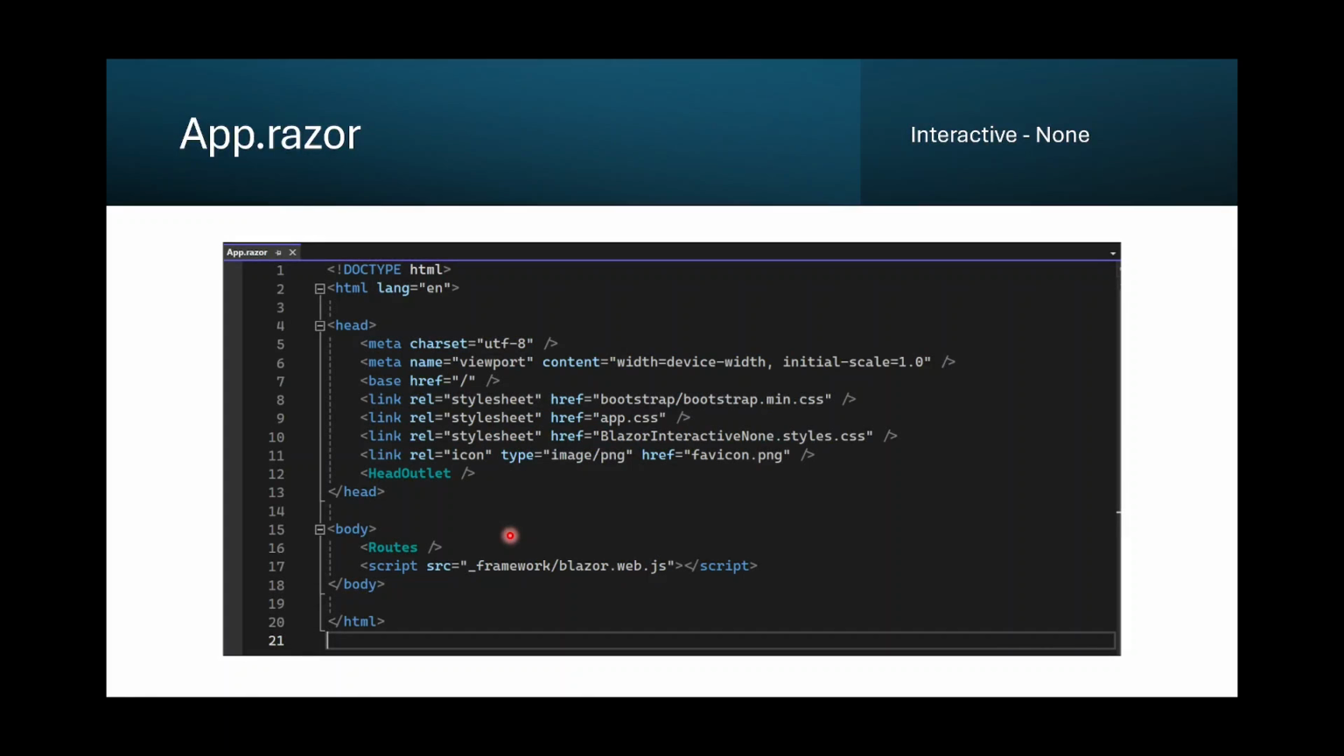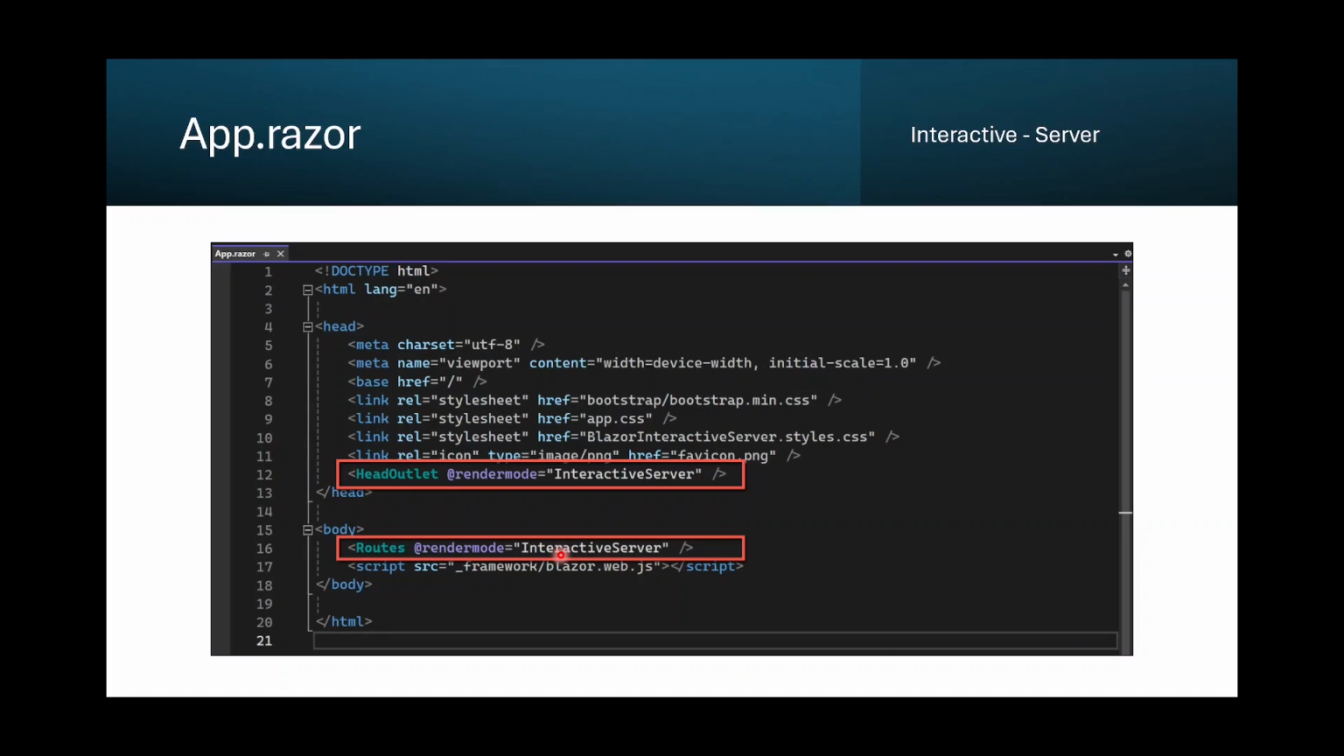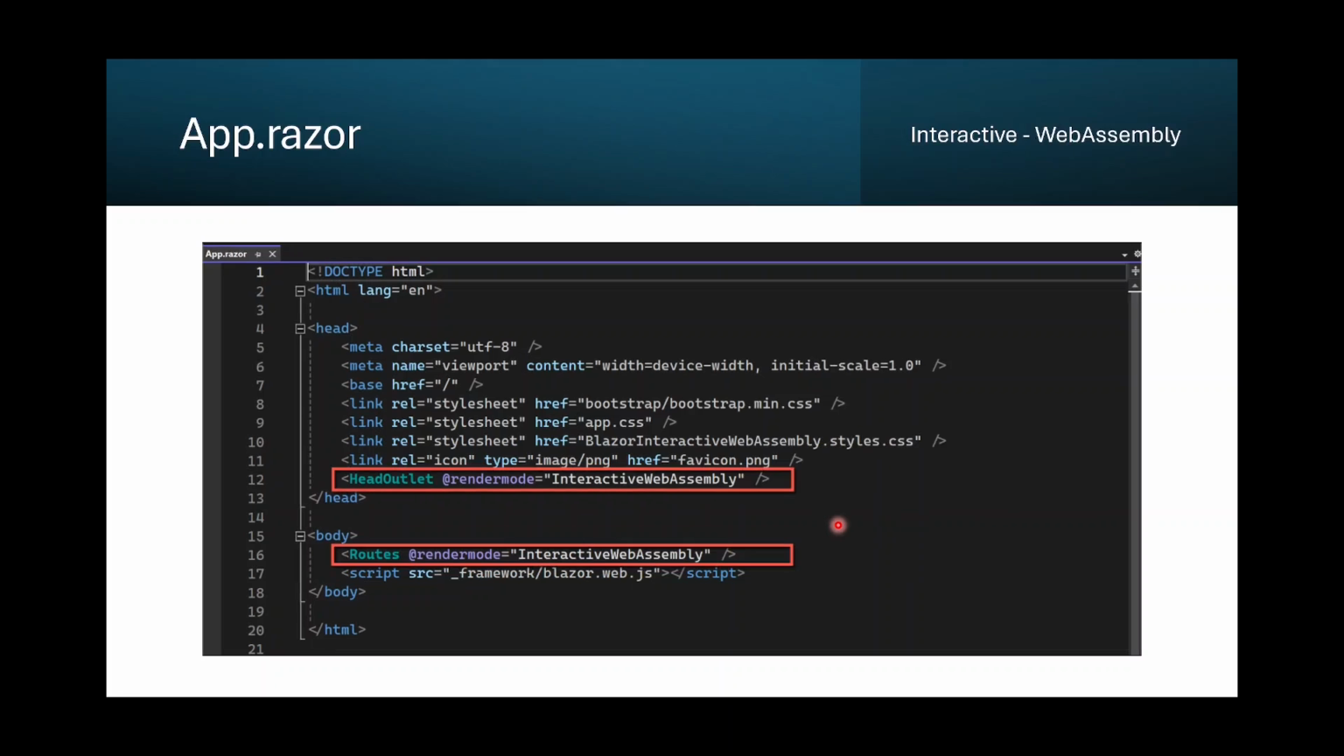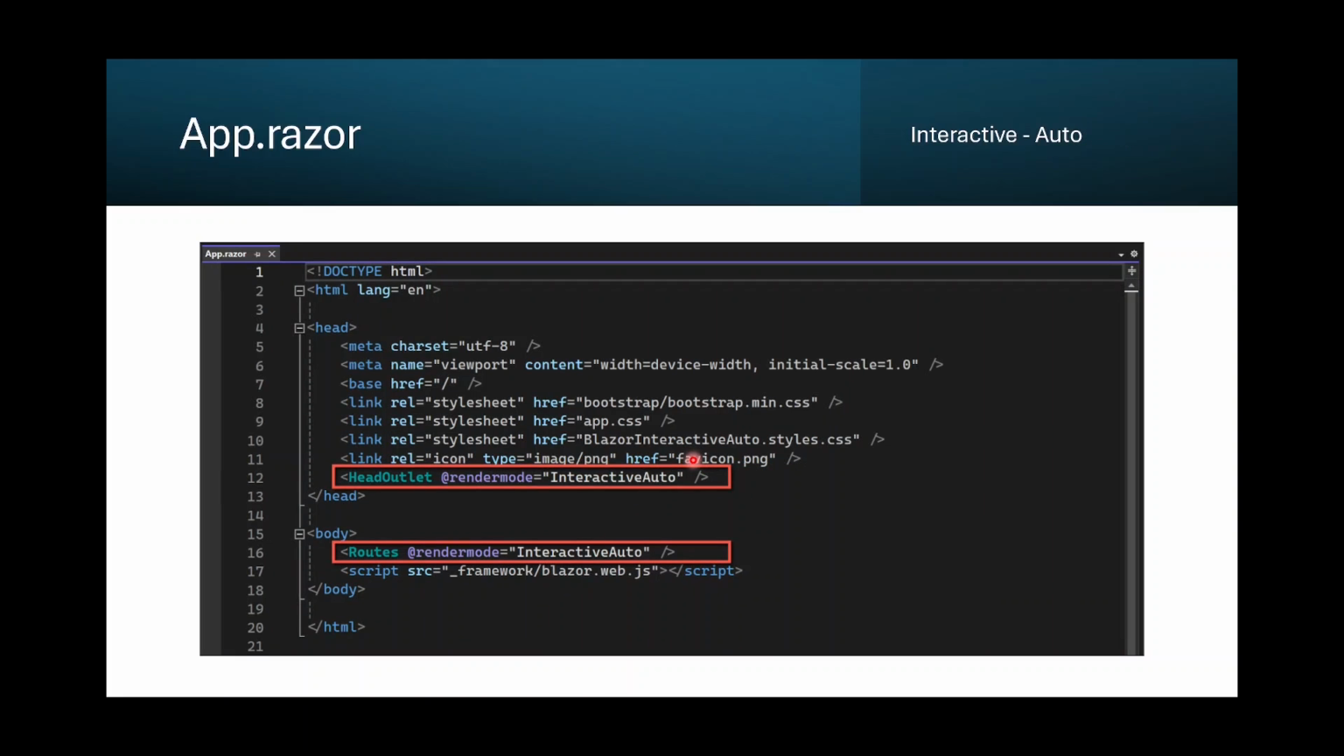We'll now look at App.razor, and this is for interactive none, and we'll just remember that HeadOutlet has nothing and Routes has nothing. For interactive server, we'll see HeadOutlet has @rendermode equals InteractiveServer, and Routes has @rendermode InteractiveServer. If I move on to WebAssembly, we've got InteractiveWebAssembly in place of InteractiveServer. And if I go on to interactive auto, we've got InteractiveAuto here.